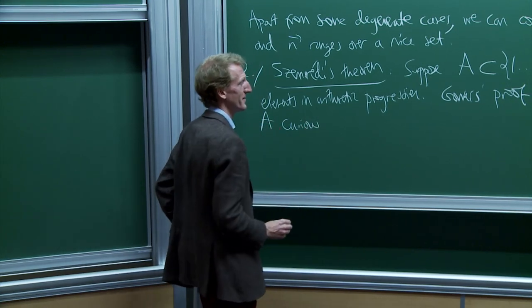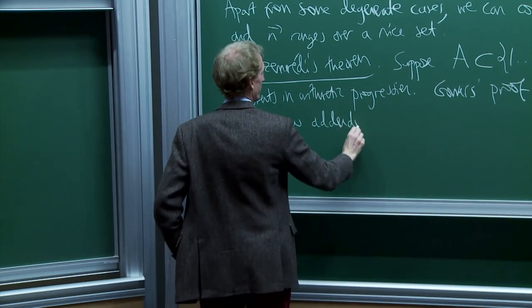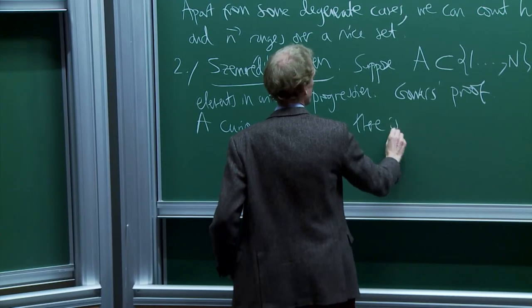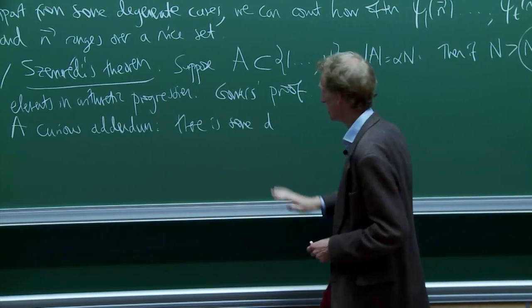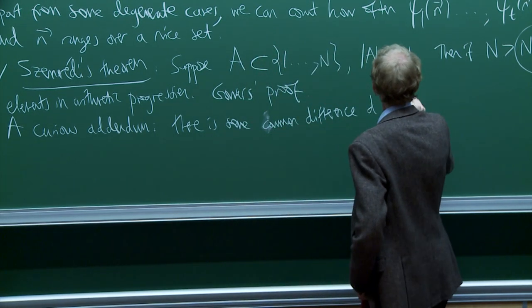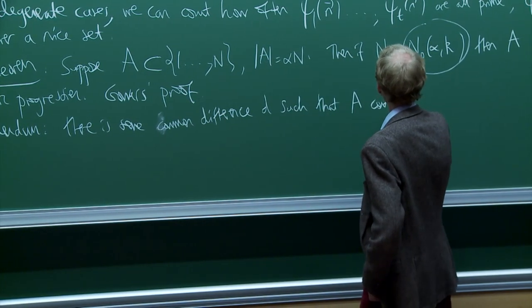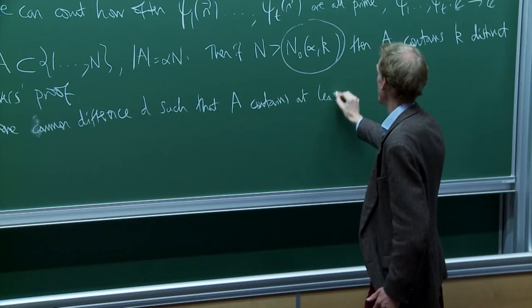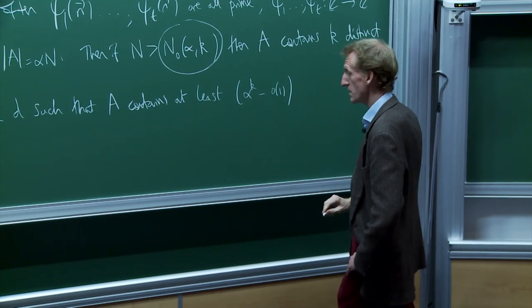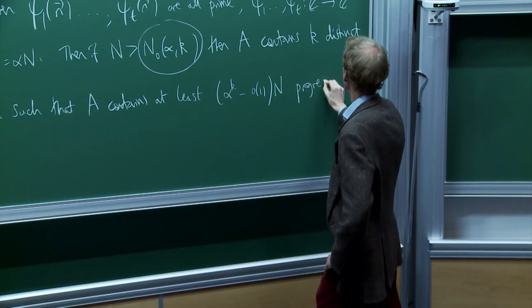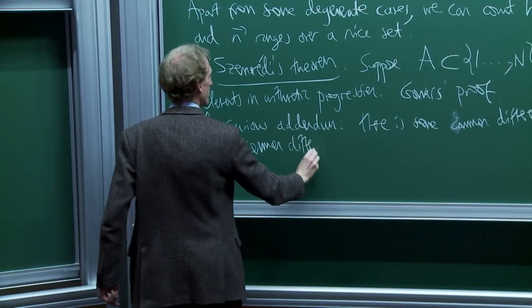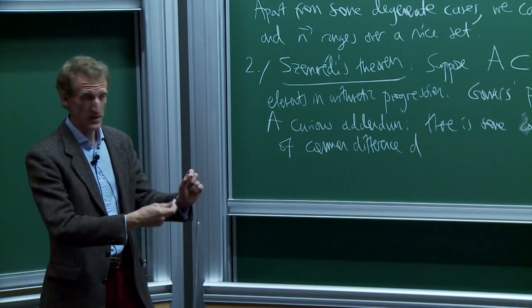So a curious sort of addendum, if you like, and this needs much more of the theory that I'm going to talk about. There is some common difference, d, such that A contains, actually quite a lot of arithmetic progressions of this particular common difference. So at least alpha to the k minus little o1 times n progressions of common difference d. Where that little o1 means a quantity that tends to zero as n tends to infinity.